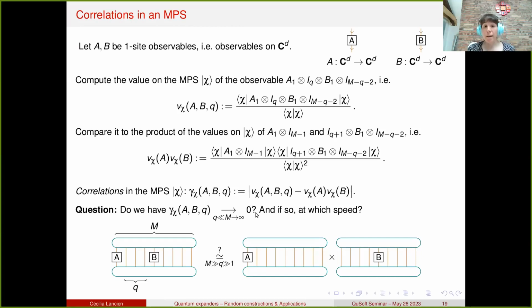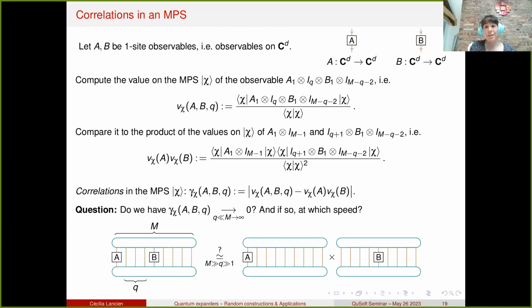And what we expect is that this correlation function should go to 0 when Q grows, because in this MPS, the correlations are just mediated from nearby site to nearby site through this product or this tensor contraction. And so if you look at two distant sites in this chain, they should be very little correlated. And we would like to make this quantitative to understand the speed at which these correlations decay.